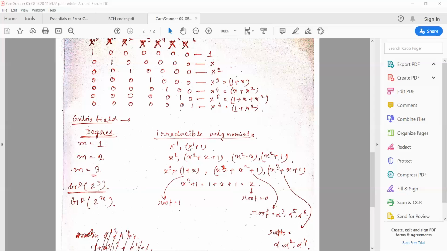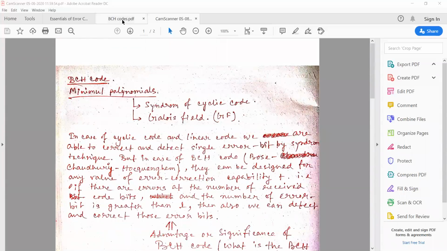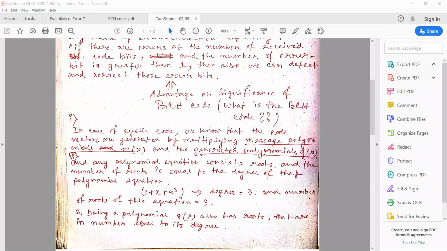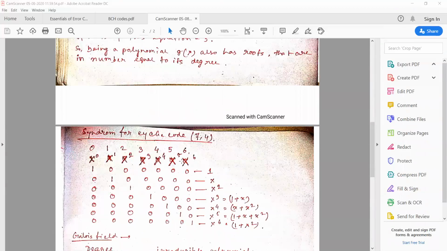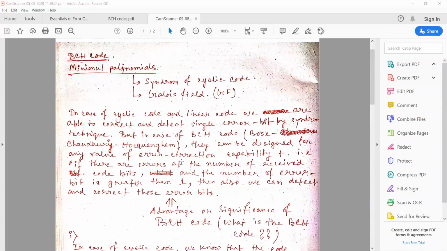Okay. So this is the initial thing: what is the BCH code and what is the significance of the BCH code. I'm just repeating it: the advantage and the significance of the BCH code. In case of cyclic code and linear block code, we are able to correct or detect only single bit error. In case of BCH code, we are able to correct any number of errors.